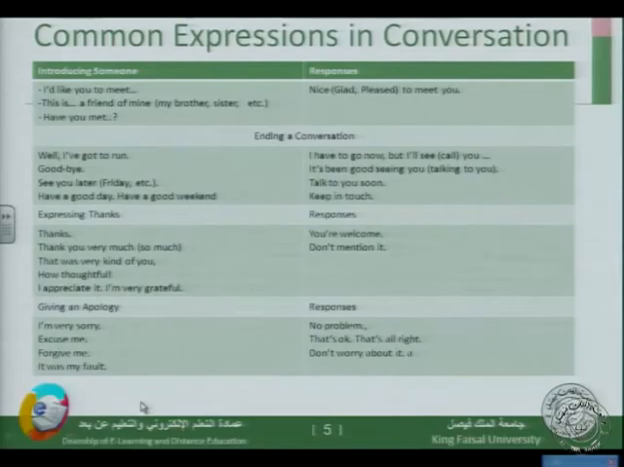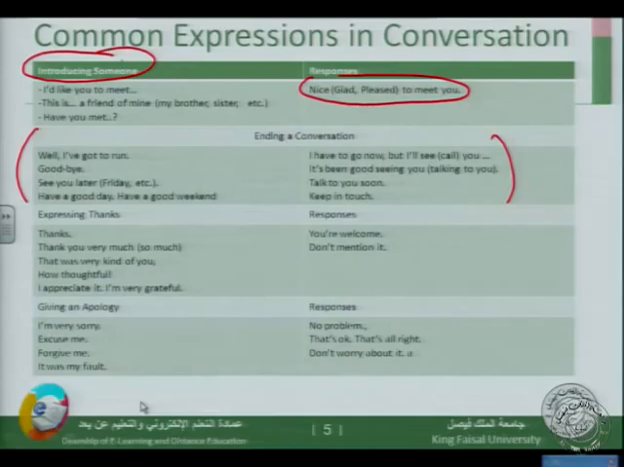As you can see in this chart, we have different situations, and I want you to understand every single situation and its responses. For example, if you want to introduce someone: excuse me, I'd like you to meet my friend. Oh, this is Amar, a friend of mine. Have you met Amar? The other person should say, nice to meet you, glad to meet you, or pleased to meet you. You need to smile. This is the best and most common response in American and British culture. So you need to use these responses when someone introduces another person.